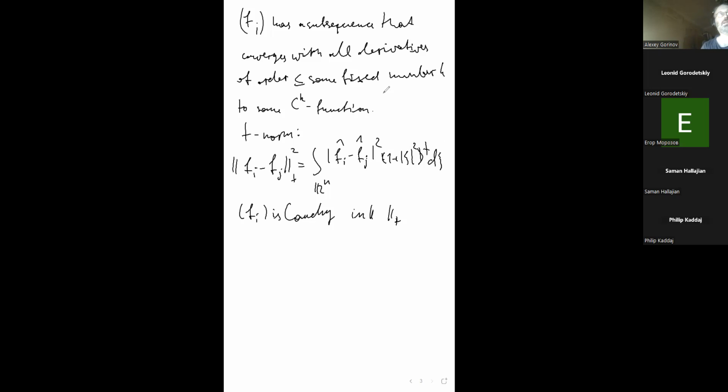By the way, we have a subsequence which converges to something with all derivatives and so on. Let's assume this is the original sequence, not to complicate the notation. So we have this integral for the T norm, and then we do the following thing.